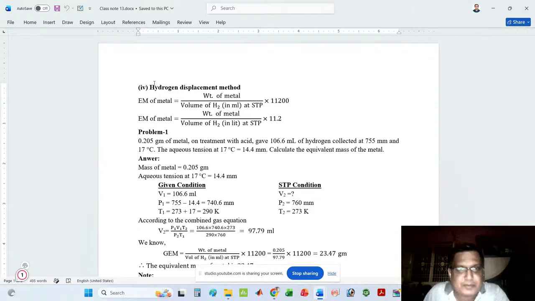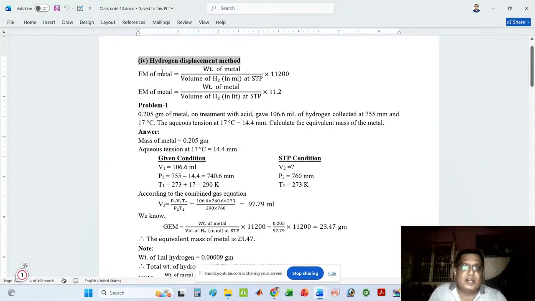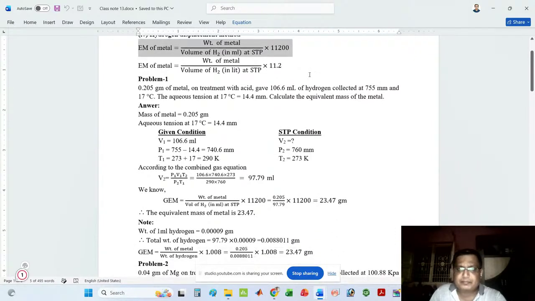Hello student, in the previous class I discussed different methods for the calculation of equivalent mass. I discussed the hydrogen displacement method. According to the hydrogen displacement method, equivalent mass of metal is equal to weight of metal divided by volume of hydrogen in ml at STP into 11,200. This formula is used when the volume of hydrogen is expressed in ml.